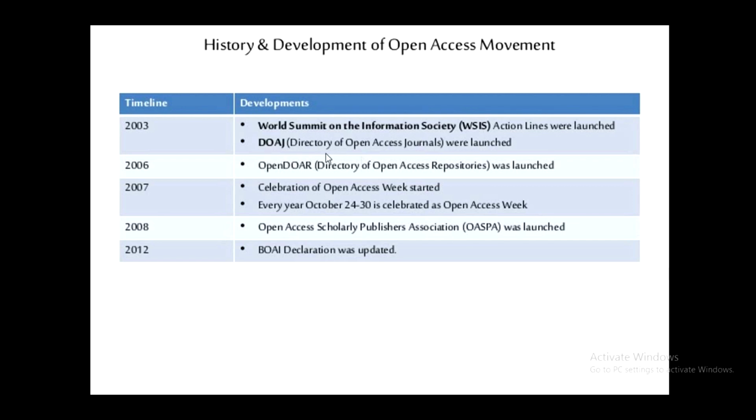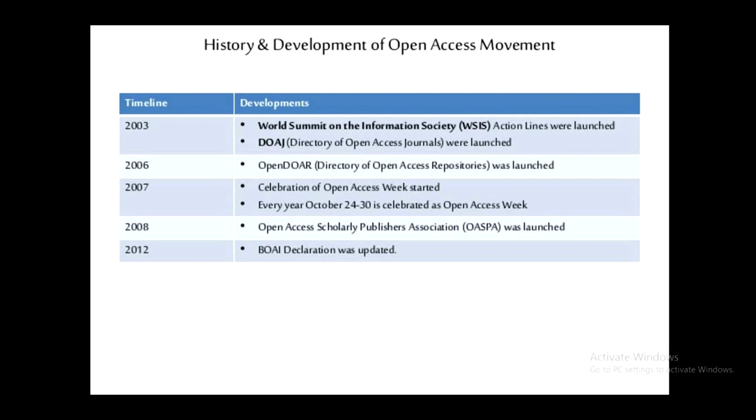In 2003, DOAJ was launched. DOAJ, the Directory of Open Access Journals, is one of the most popular open access directories for open access journals. You can find a lot of journals in DOAJ. In 2006, OpenDOAR, that is the Directory of Open Access Repositories, was launched.